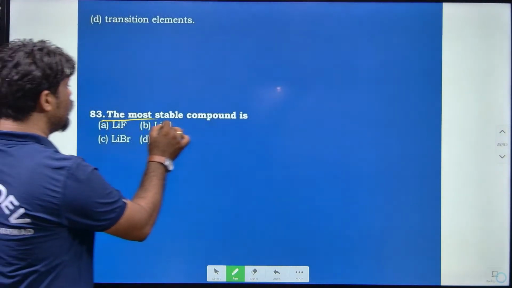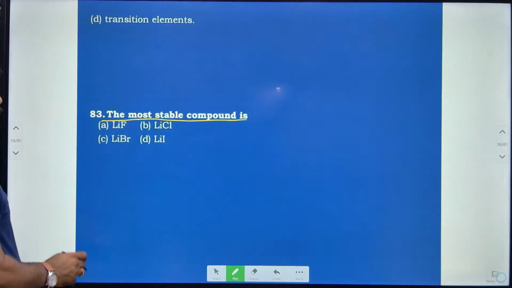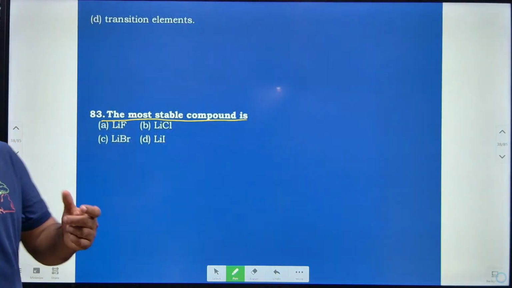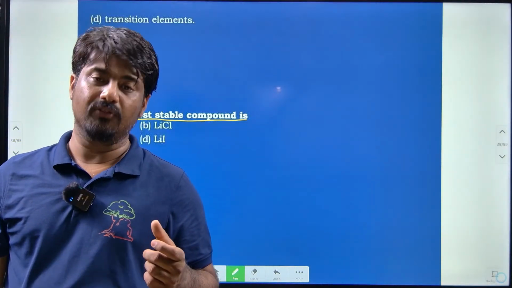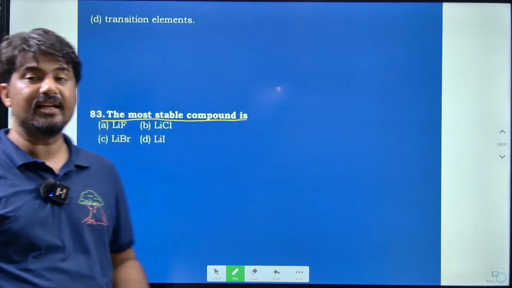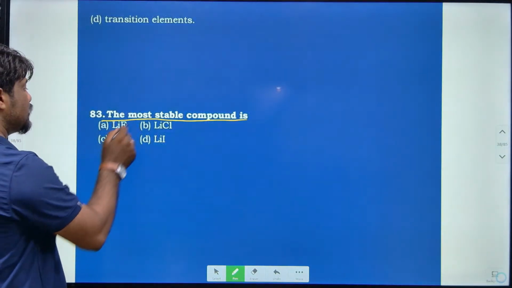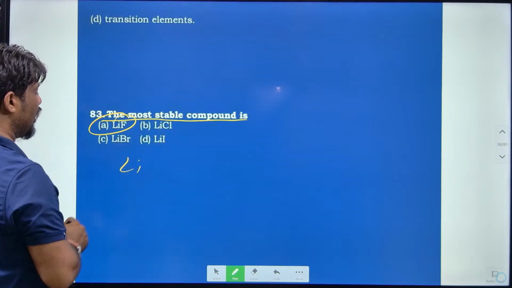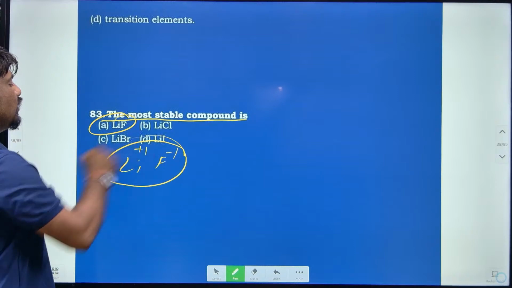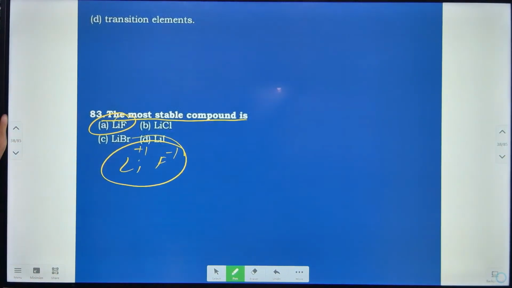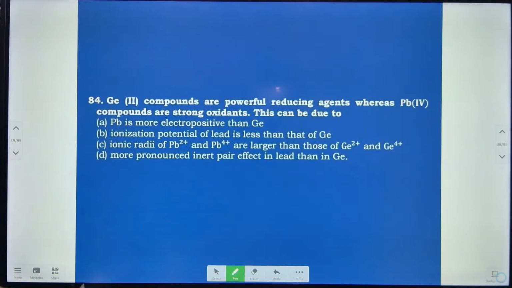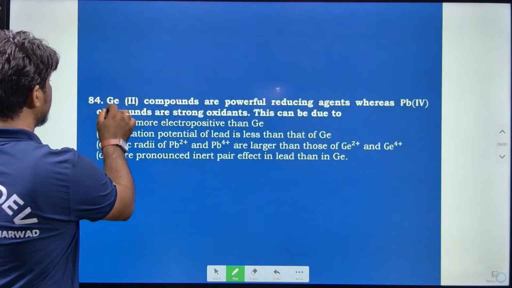Next, the most stable compound is which one? The smaller the atomic radii of the cation and anion, the greater the stability. Among these, lithium is common for all, and fluorine has the smallest atomic radius of the anions. So it will show the most stable compound, that is option A. Well, go to question number 84.